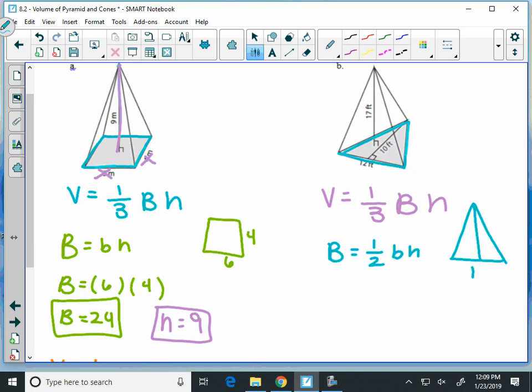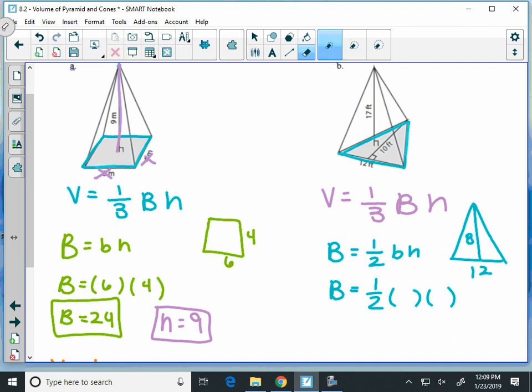Alright, this part's 12, and that part is 8. Okay. When we find our big B, we have 1/2 times. What are we plugging in for our little b? Oh, that's 10, not 8. So get a different figure.